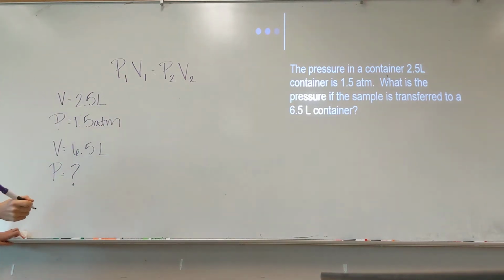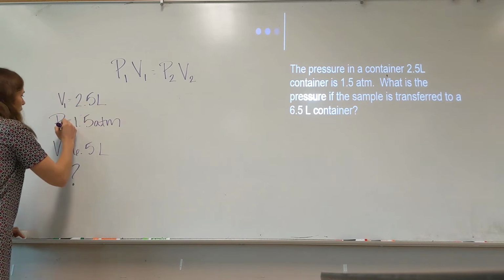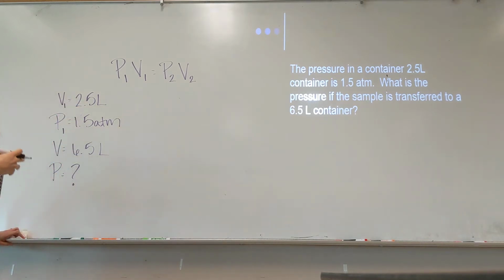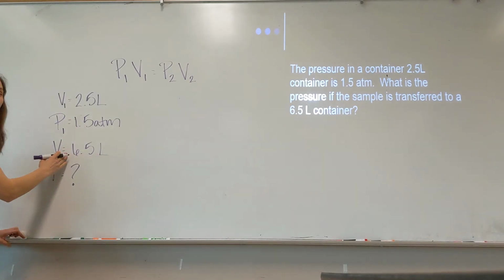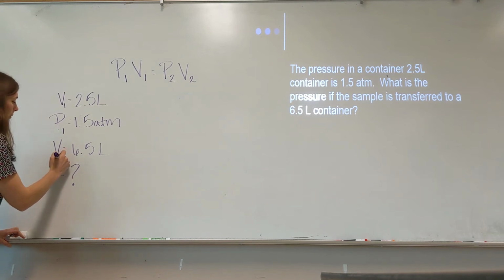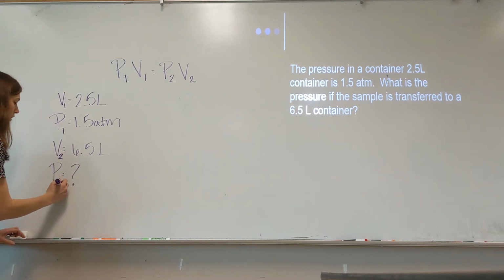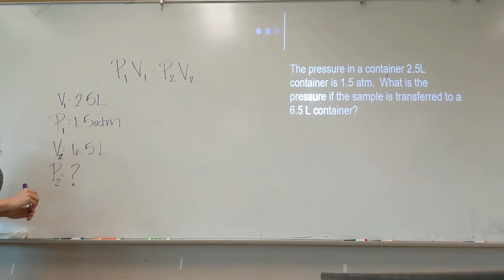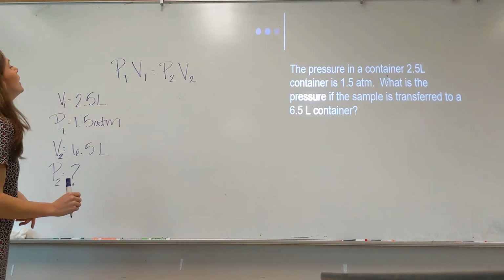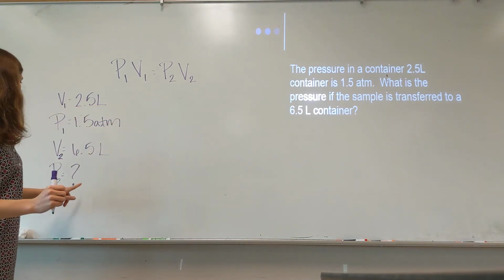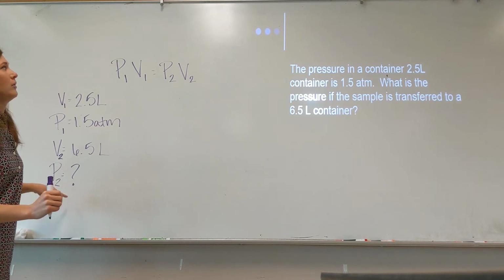And it says the pressure in a container is this. So these are going to be my V1 and my P1. Then it says it's transferred. So that's my new volume. And it wants to know the pressure in that new volume. So that's going to be my P2. Alright. So I'm going to try to find the P2.